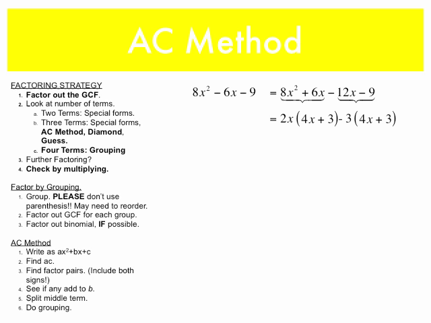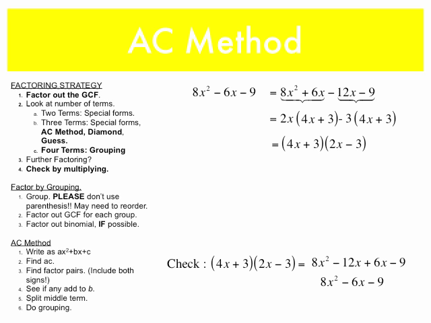Take a second to double check your work. 2x times 4x? Yes, that's 8x squared. 2x times positive 3? Yes, that's positive 6x. Negative 3 times 4x? Yep, that's negative 12x. And negative 3 times positive 3 does give me negative 9. Okay, 4x plus 3 is common. My leftovers are 2x minus 3. And I can check it by using FOIL, and I do get the polynomial I started with. Okay, one more example using the AC method, and then we'll go on to diamond.